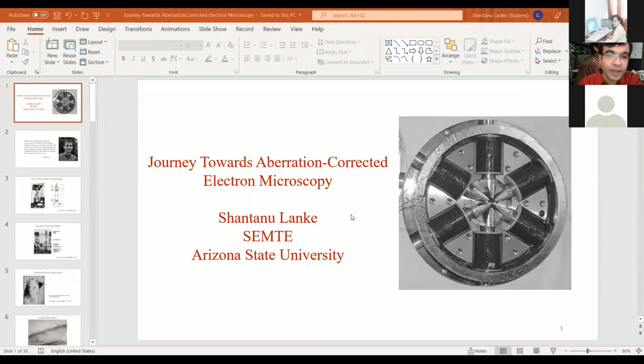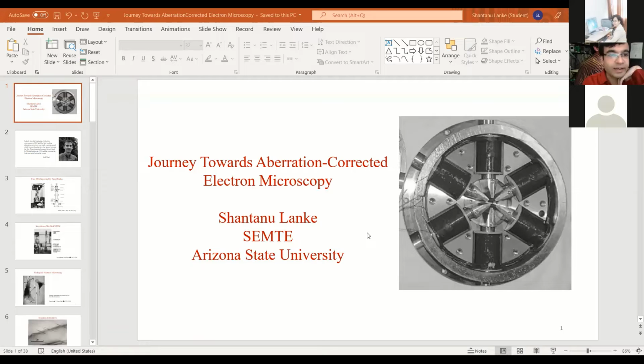So today I'm going to talk about the journey towards aberration-corrected electron microscopy, like how aberration correctors were developed. And it really took a lot of years to build the first working, successful aberration-corrected electron microscope in 1998. So here on my first slide, you can see this small piece of hexapole corrector element. You can see it's non-rotationally symmetric, and you can see the multiple components here, which were used in the very first aberration-corrected microscope.